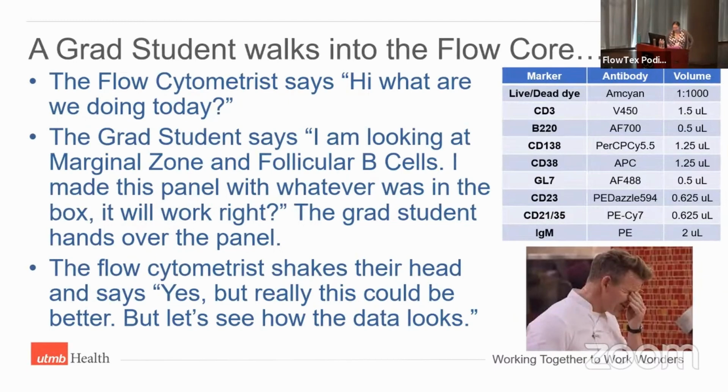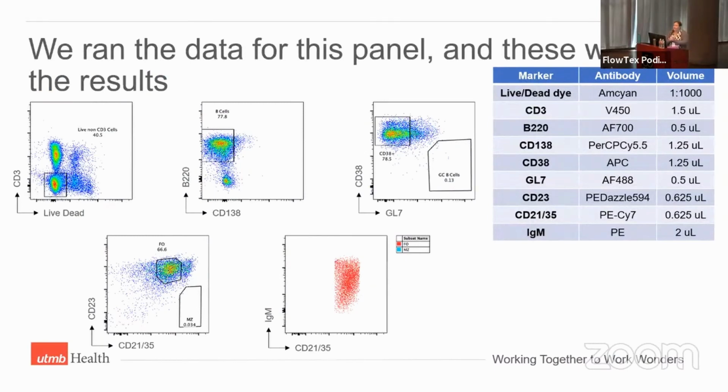So let's go ahead and take a look at what their data looks like from this panel. So again, this is a marginal zone and follicular B cell panel. But they were also hoping to get some information about germinal center B cells as well. So the beginning of the gating is pretty standard, but the first thing that we noticed when we ran this panel is they actually had no marginal zone B cells. And this was infected mice, so they should have had marginal zone B cells. There was no reason for there to not be marginal zone B cells.